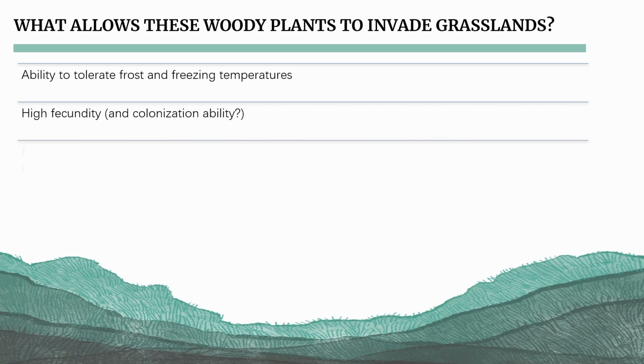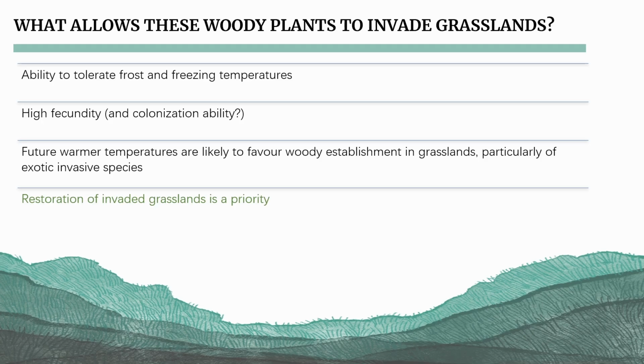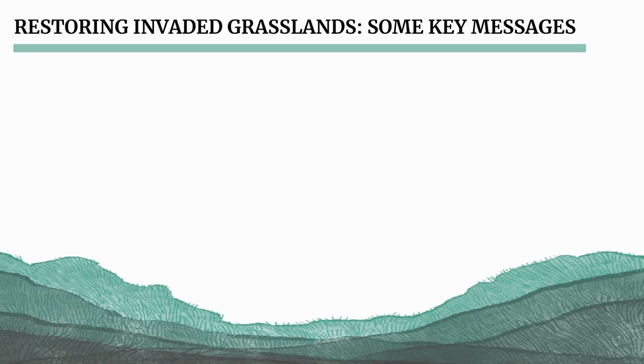And as Atul showed, future warmer temperatures are likely to exacerbate this invasion. So under warmer temperatures, we're going to have much more invasion by all of these species. And so restoration of these invaded grasslands is a priority, right? So this restoration is just work that's starting. We really don't have much experience restoring these grasslands particularly, or any grasslands globally for that matter.